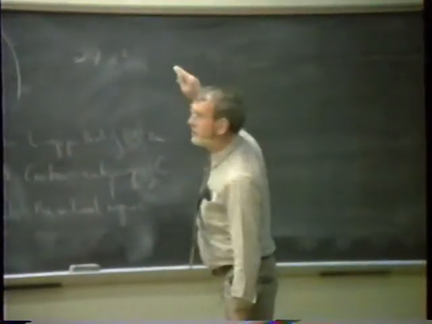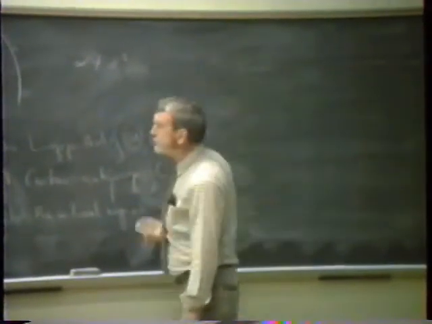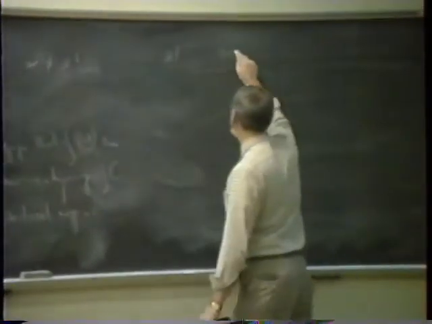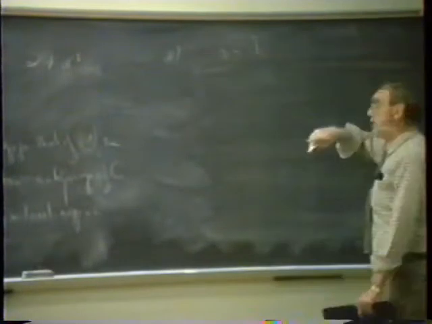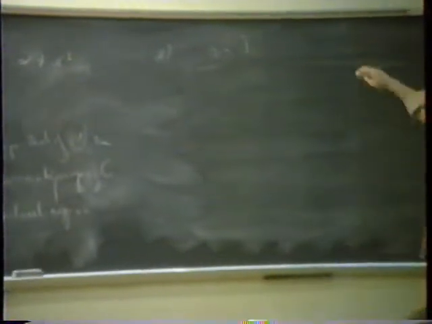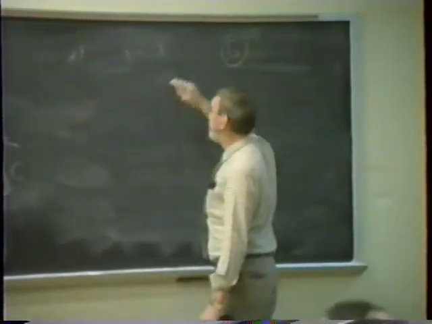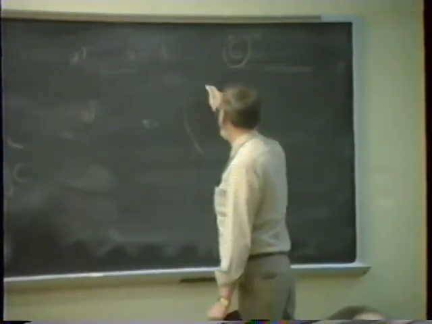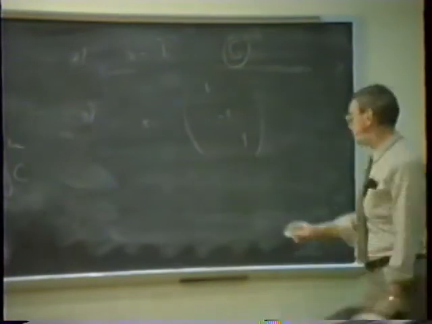A second possibility would be for S to be, say, the identity, and then this centralizer would be G itself. And a third possibility would be to take S to be, for example, 1, minus 1, 1.